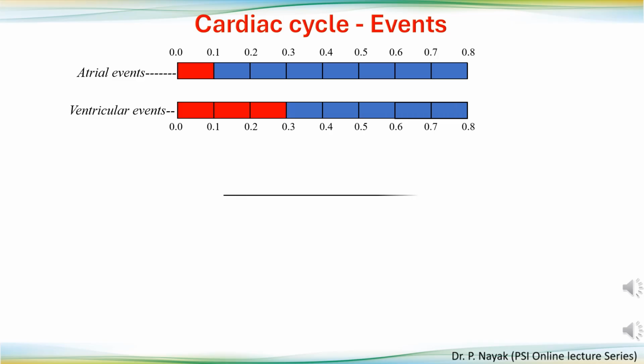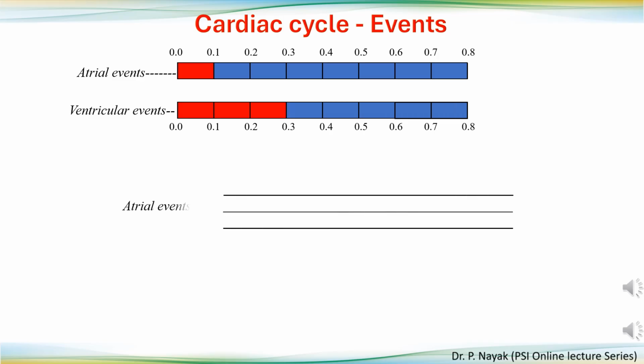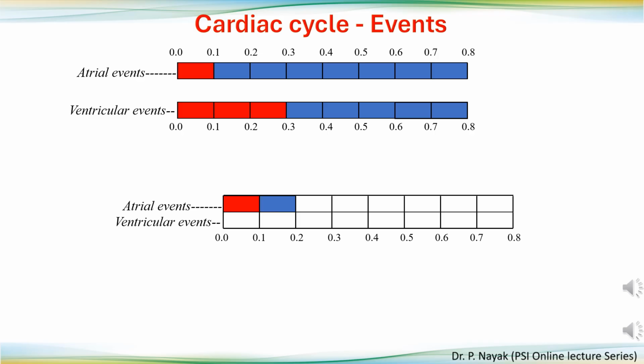As emphasized again and again, the ventricular and atrial events are running parallelly. However, highly precise coordination is maintained between the two sequences of events. Understanding this concept is very important to learn the events within the heart during the cardiac cycle.